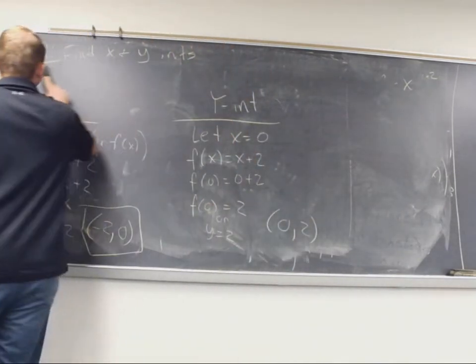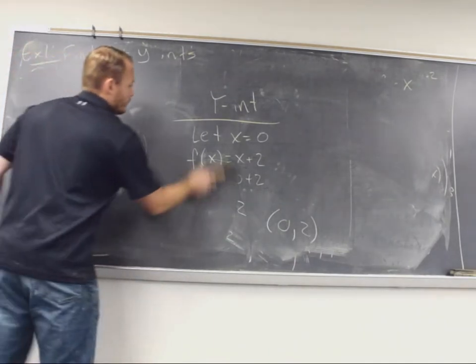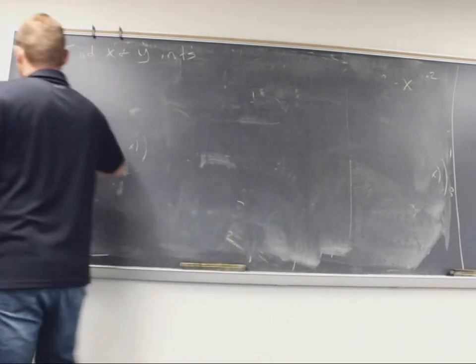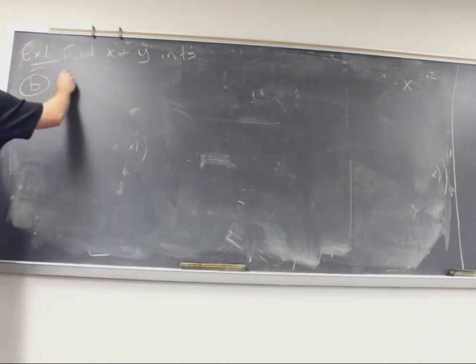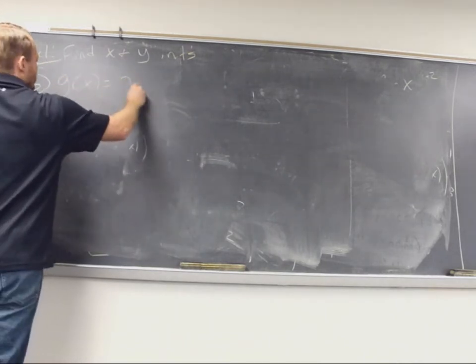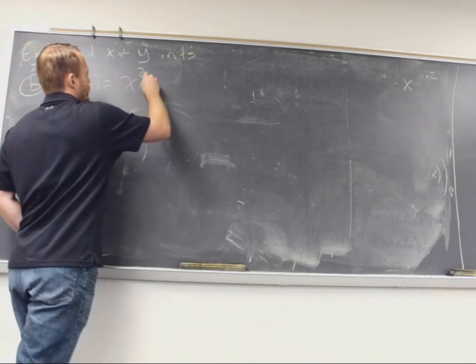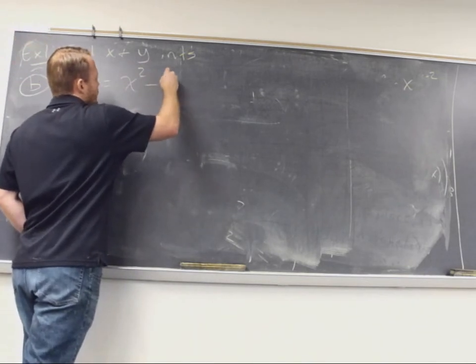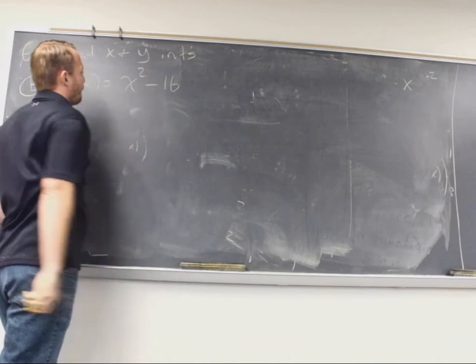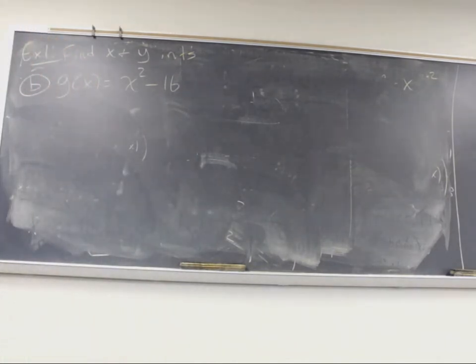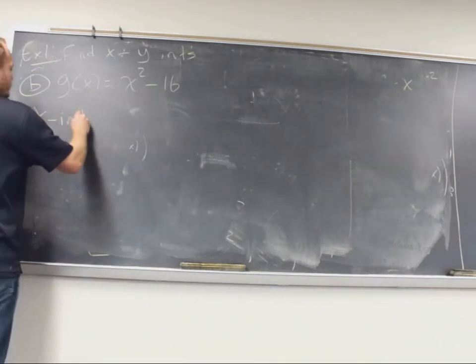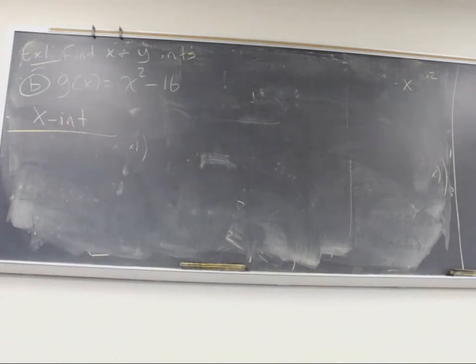All right, let's look at part B. Let's call it g of x is equal to x squared minus 16. x squared minus 16. All right, start with the x-intercept. And in fact, I want you to try this by yourself. Follow the same steps, pause it, and work through it, then come back and follow along with me.